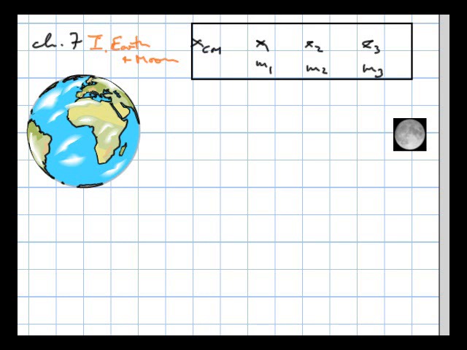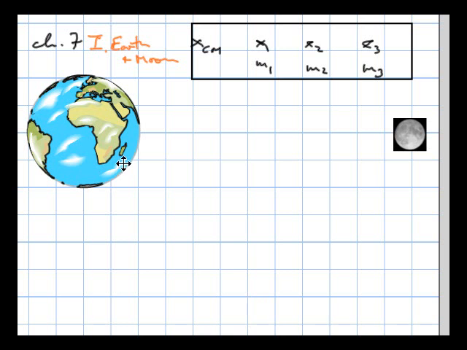This is the problem to determine the center of mass between Earth and the Moon. And the problem reads: the Earth and the Moon are separated by a center-to-center distance of 385,000 kilometers. The mass of the Earth is 5.98 times 10 to the 24 kilograms, and that of the Moon is 7.35 times 10 to the 22 kilograms. How far does the center of mass lie from the center of the Earth?